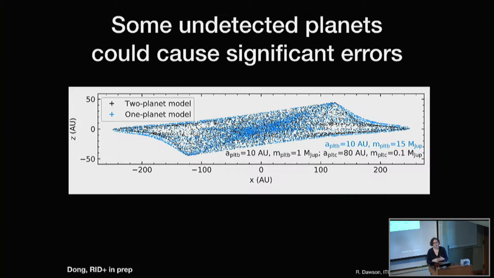Here's another type of feature. This is a warp like I showed in the movie to begin with. In blue is a warp caused by a single planet at 10 AU and its 15 Jupiter masses. And in black is a warp caused by 2 planets, one of which is at 10 AU and 1 Jupiter mass instead of 15, and the other is at 80 AU and it's 0.1 Jupiter masses, so that's probably going to be very hard to detect through direct imaging.